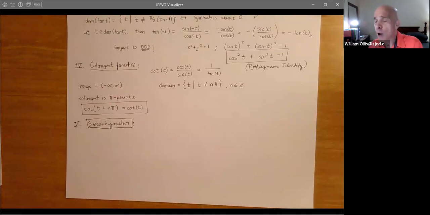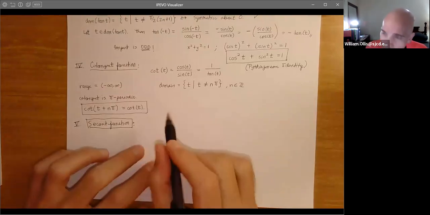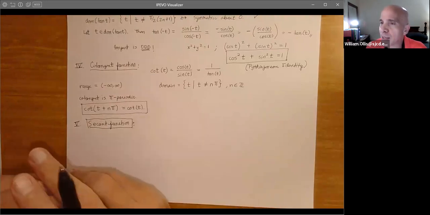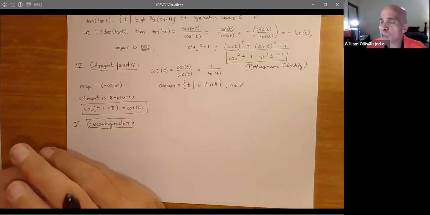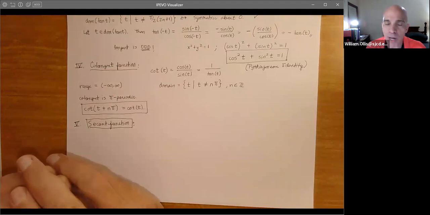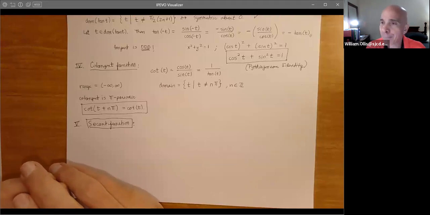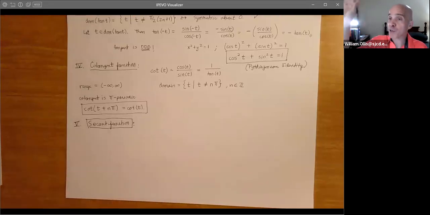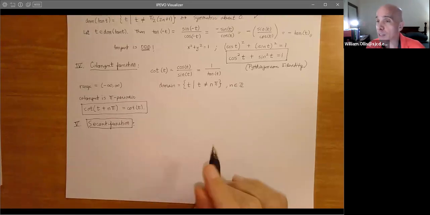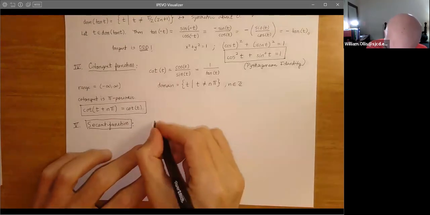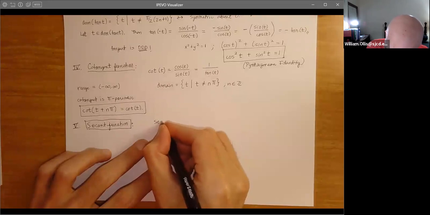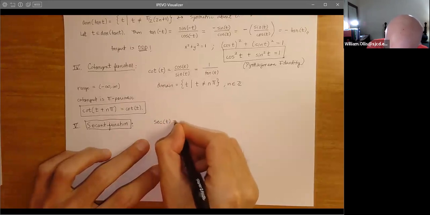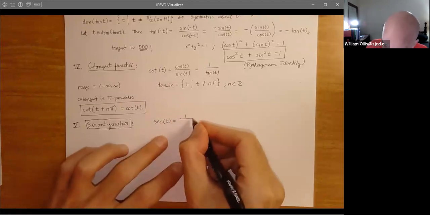Now, the secant function. What do you think that is? What could we reciprocate that we haven't reciprocated so far? Anybody? What have we not reciprocated? Well, Professor Ryan, I know we haven't reciprocated cosine, so that's going to be secant. So we say secant of t will be 1 over cosine.